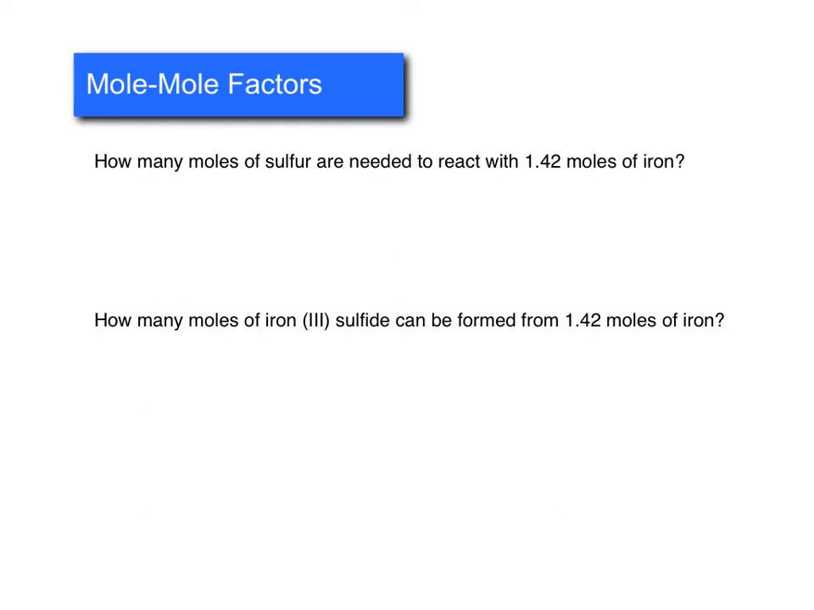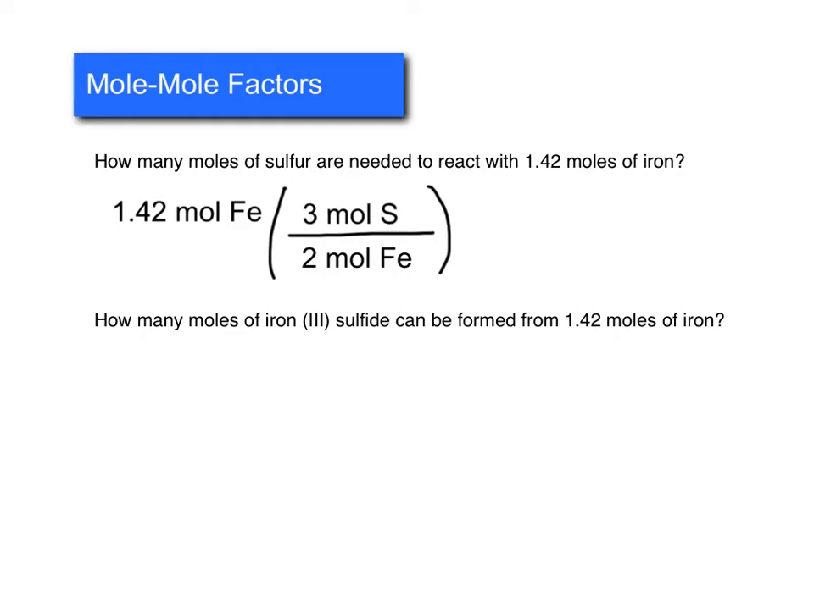And so we're going to use dimensional analysis that we used in the previous chapters. We start with what we're given, which is 1.42 moles of iron. And then we're going to use our mol-mol ratio in our parentheses. We want moles of iron to be on the bottom, because that's what we want to cancel out. And what we're looking for is moles of sulfur, so that's going to be on the top. As we just did on the previous page, for every 2 moles of iron, we need 3 moles of sulfur, and that gives us 2.13 moles of sulfur when we multiply that out.